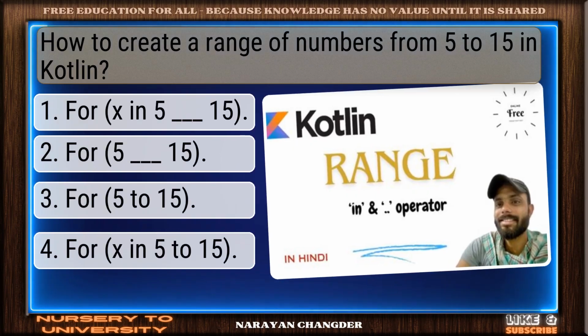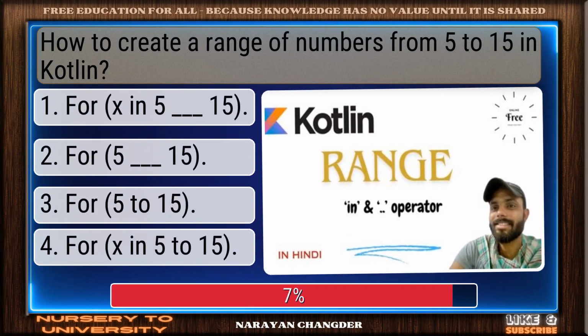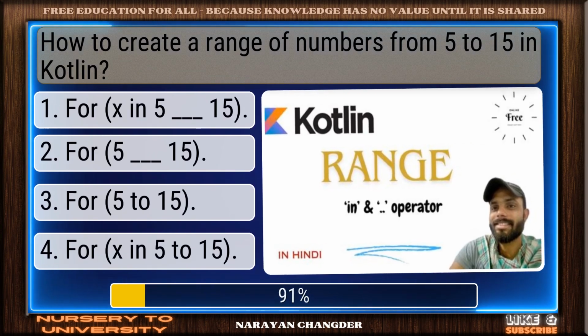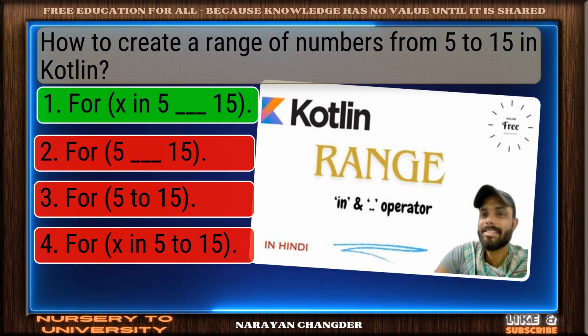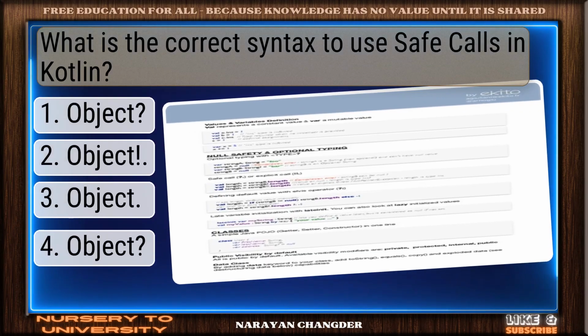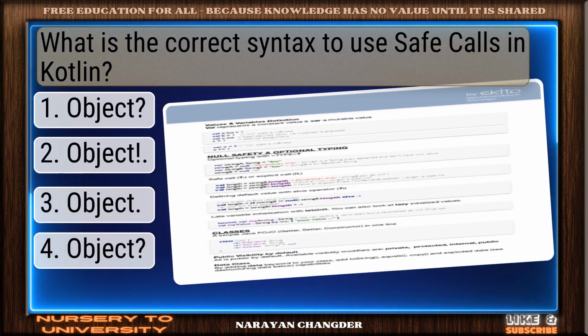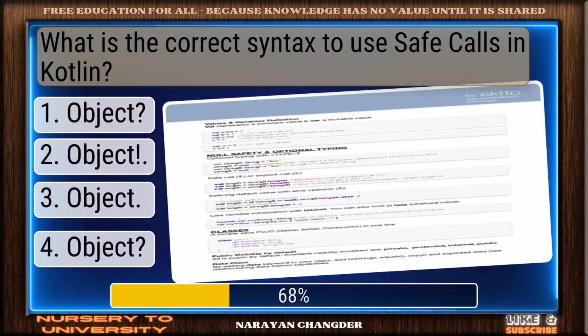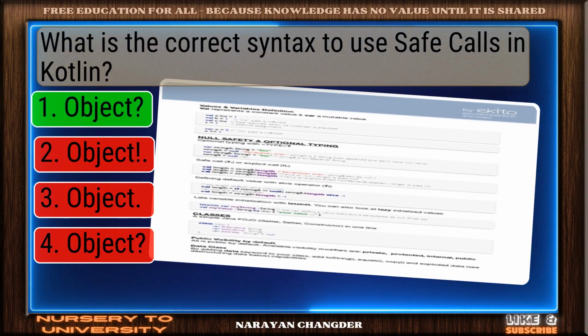Question number 22. How to create a range of numbers from 5 to 15 in Kotlin? Smart pick. 4 is the correct choice. Question number 23. What is the correct syntax to use safe calls in Kotlin? Nicely done. Object is a solid answer.